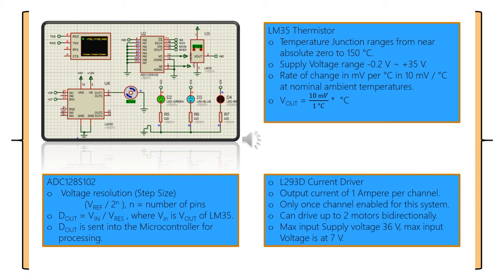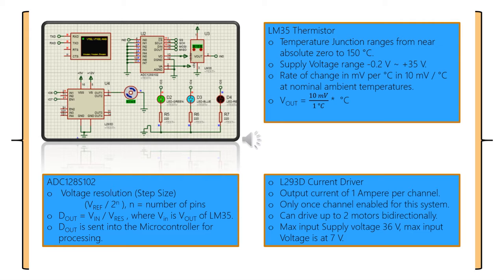We also have the analog to digital converter, which is the component ADC128S102. The voltage resolution, which is the step size, is given by the voltage reference, which is 5 volts in VA, divided by 2 to the power n, where n is the number of bits. If we look at the data sheet, it says that we use 12 bits, so it would be 2 to the 12, which is 4096.